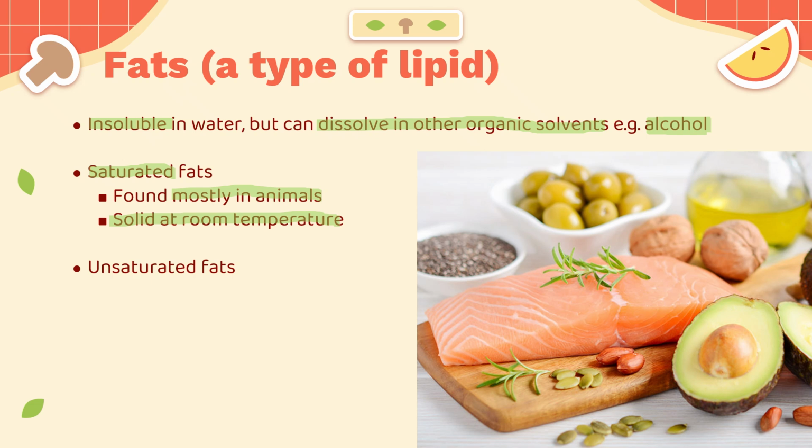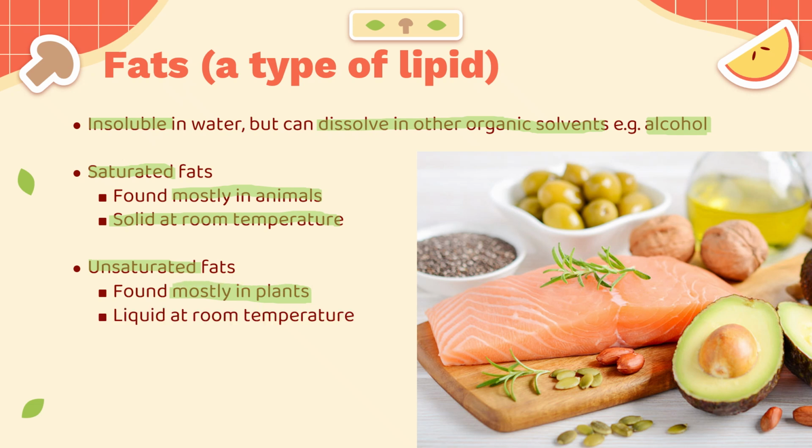On the other hand, there are unsaturated fats, and unsaturated fats are found mostly in plants. Mostly, yeah, not all. And unsaturated fats are actually liquid at room temperature. So some examples of fat-based foods are butter, cheese, meat, and seeds and nuts. So they're generally food substances that contain fats.